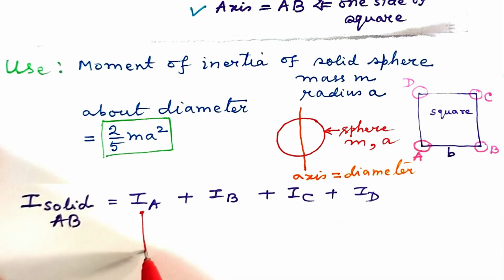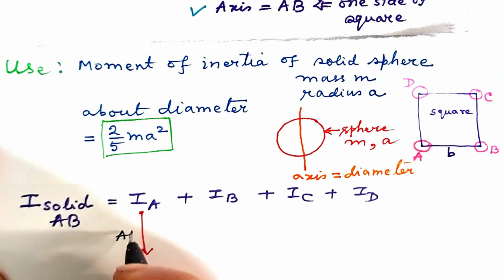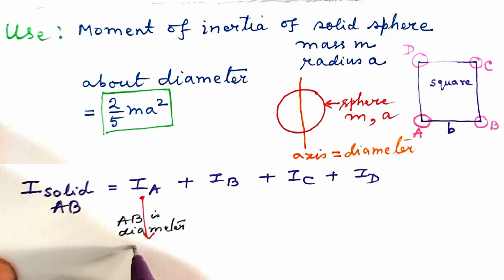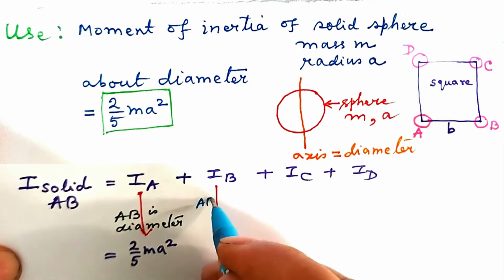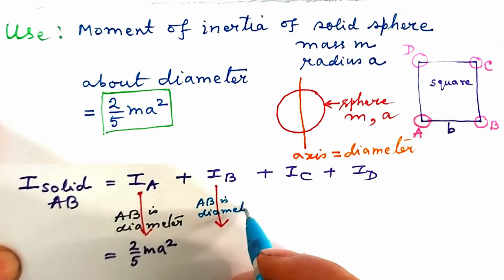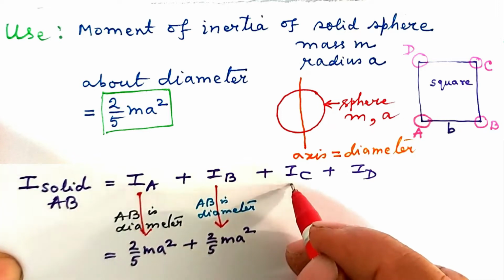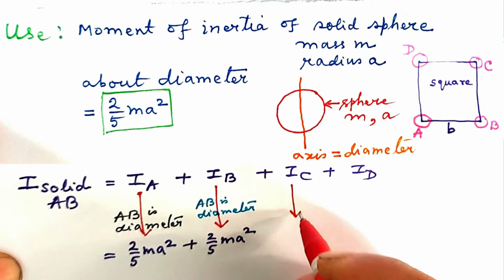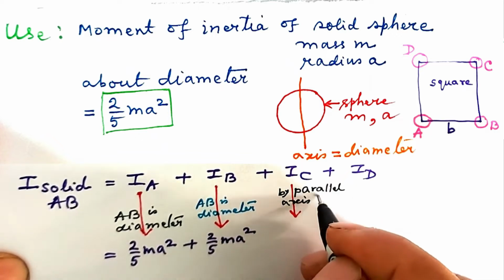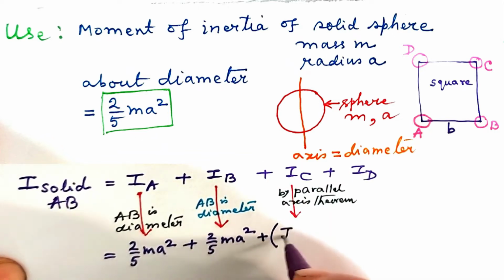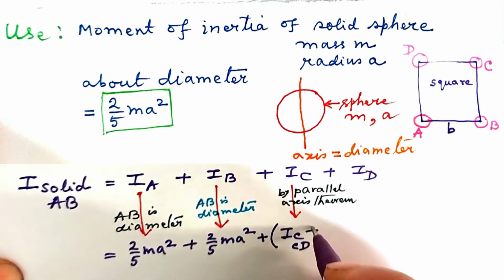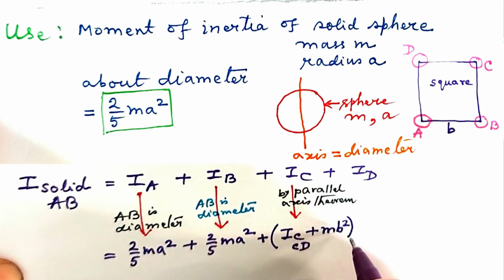Let us calculate the moment of inertia of sphere A about the axis AB. Now AB is diameter and so the answer is 2 by 5 ma square. Similarly, moment of inertia of sphere B about axis AB, which is its diameter, is the same quantity, 2 by 5 ma square. Look at IC now, which is moment of inertia of sphere C about axis AB. Now AB is not the diameter of sphere C, so we have to apply parallel axis theorem. So it will be the moment of inertia of sphere C about axis CD plus mb square, since b is the distance between the two axes AB and CD.